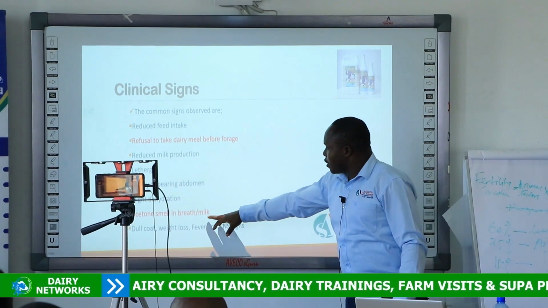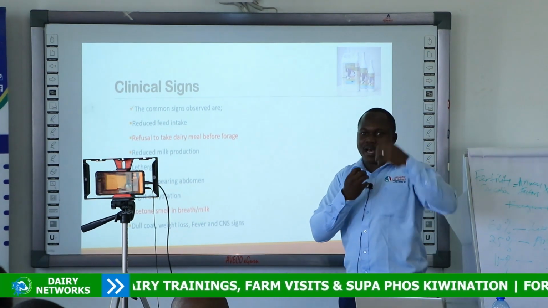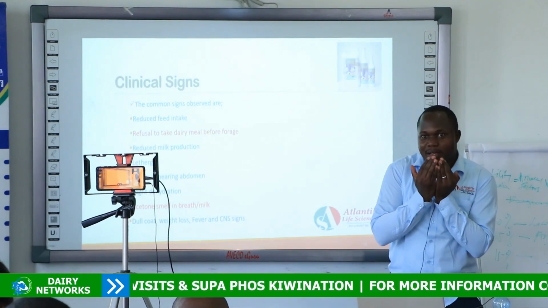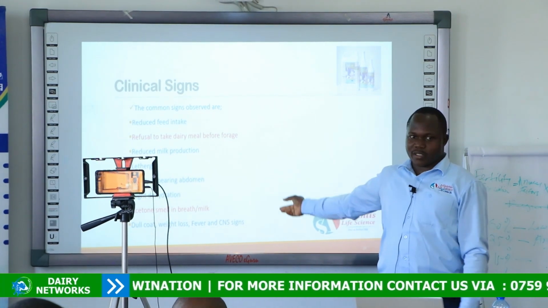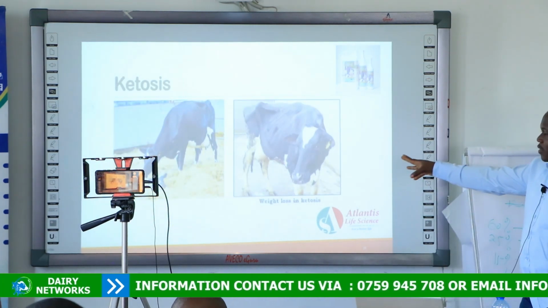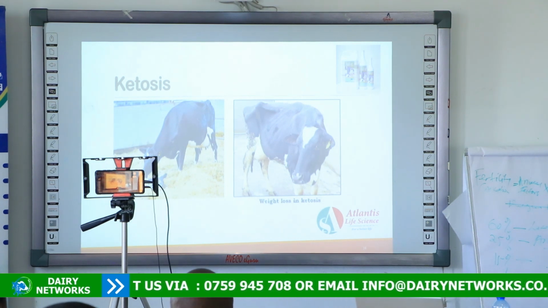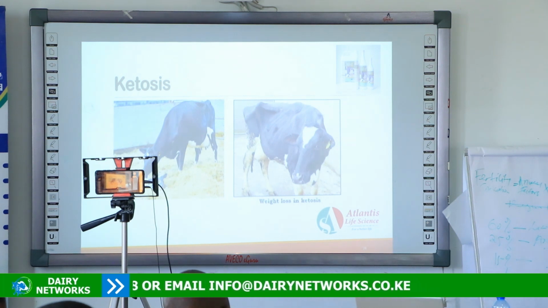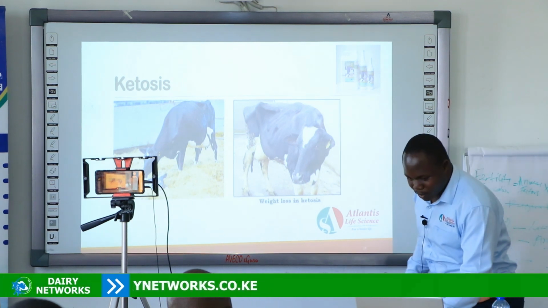Then number 2, acetone smell in milk or in the breath. If you open the mouth like this and try to smell, it smells like alcohol. Under extreme conditions, if you try checking the milk, it smells like alcohol. That is very pathognomonic of ketosis. Are we together? Now, this is how it will be looking like, those two animals. If you see any animal in your farm looking like this, my friend, and it had just calved a few weeks ago, that is very pathognomonic of ketosis. Okay. So I'm almost finishing.